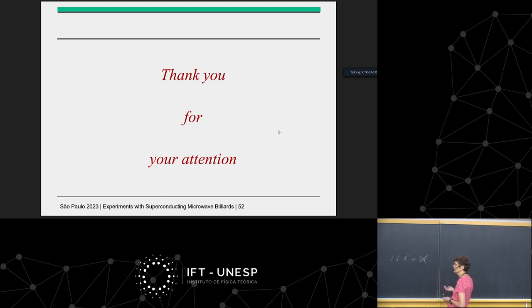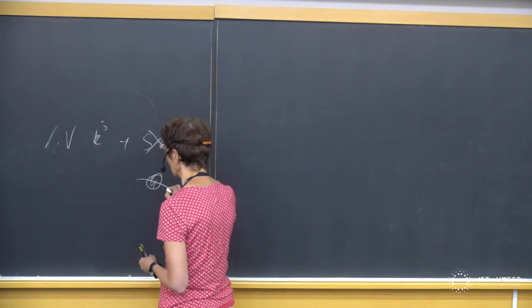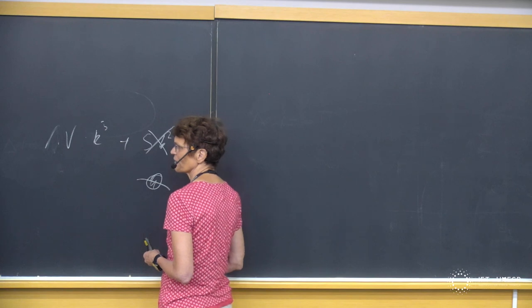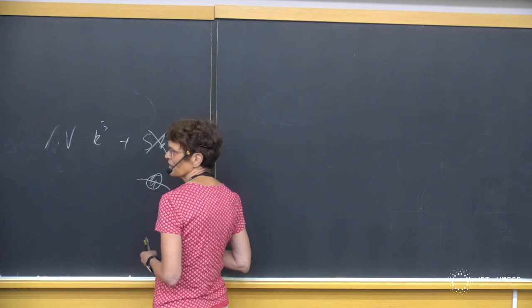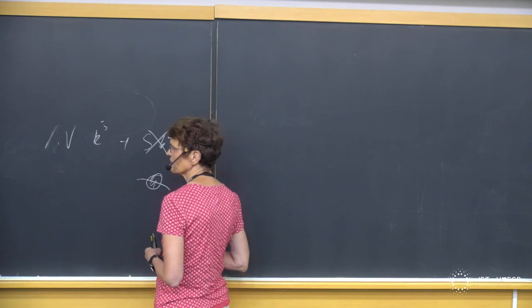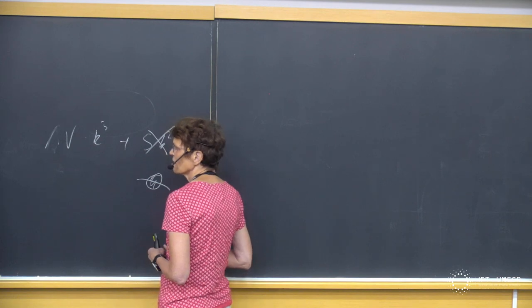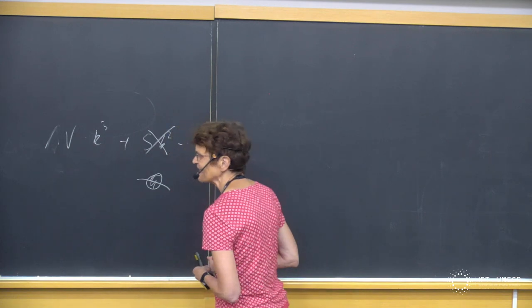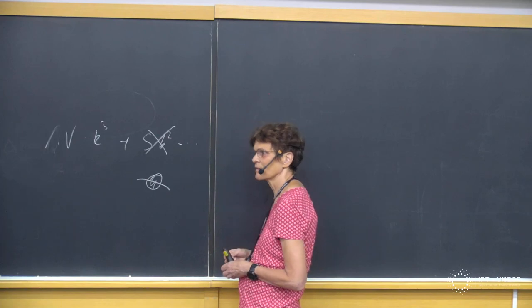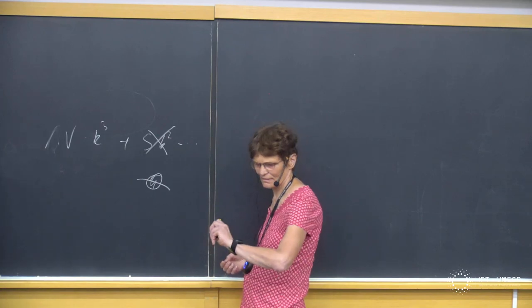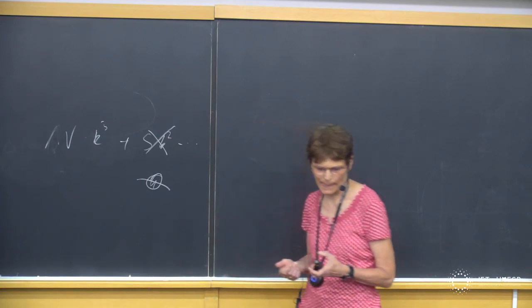So we also did experiments where we didn't cut along the sides of a graphene billiard, but cut along the metallic cylinders, and then you get differing boundary conditions, and then you can see different effects. Okay. Well, thank you very much for a very nice lecture. Okay.